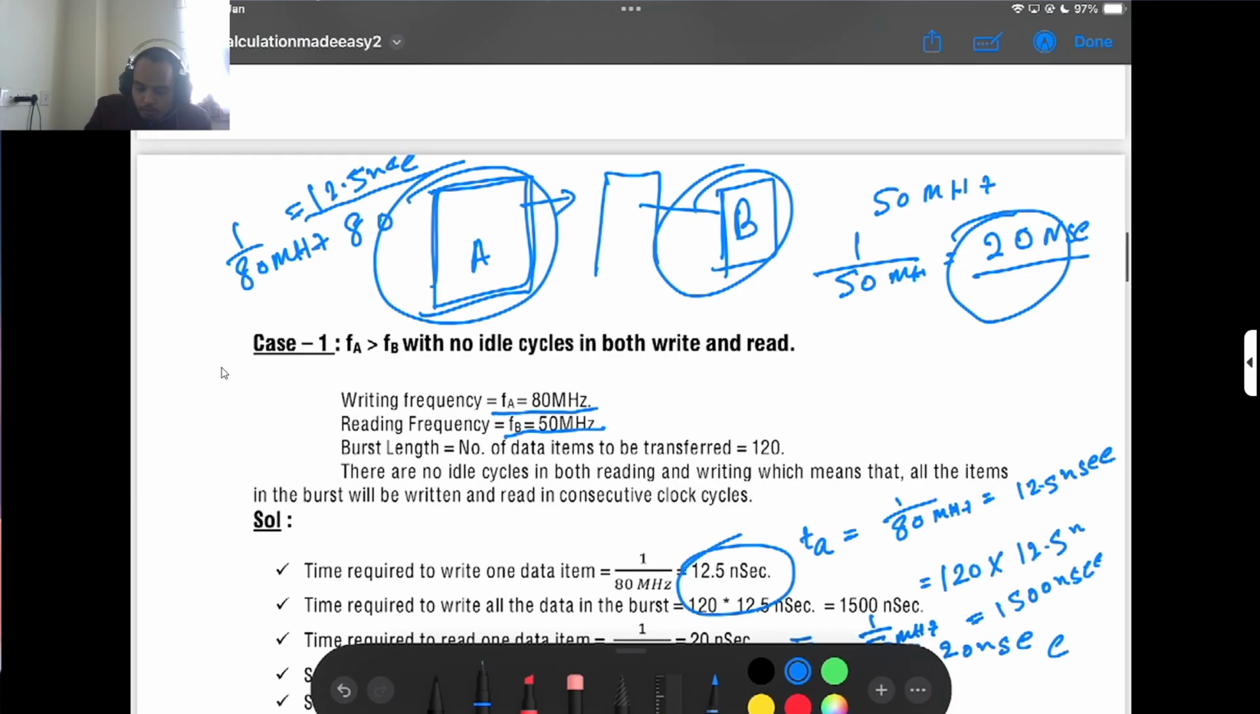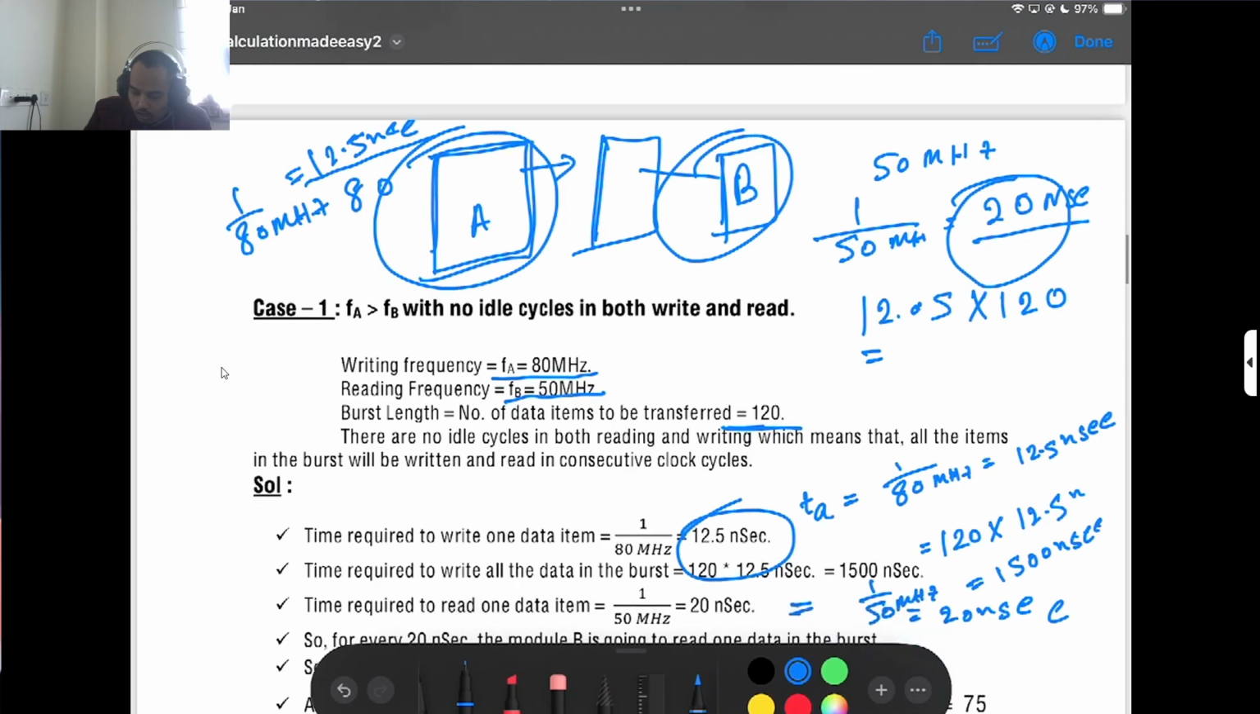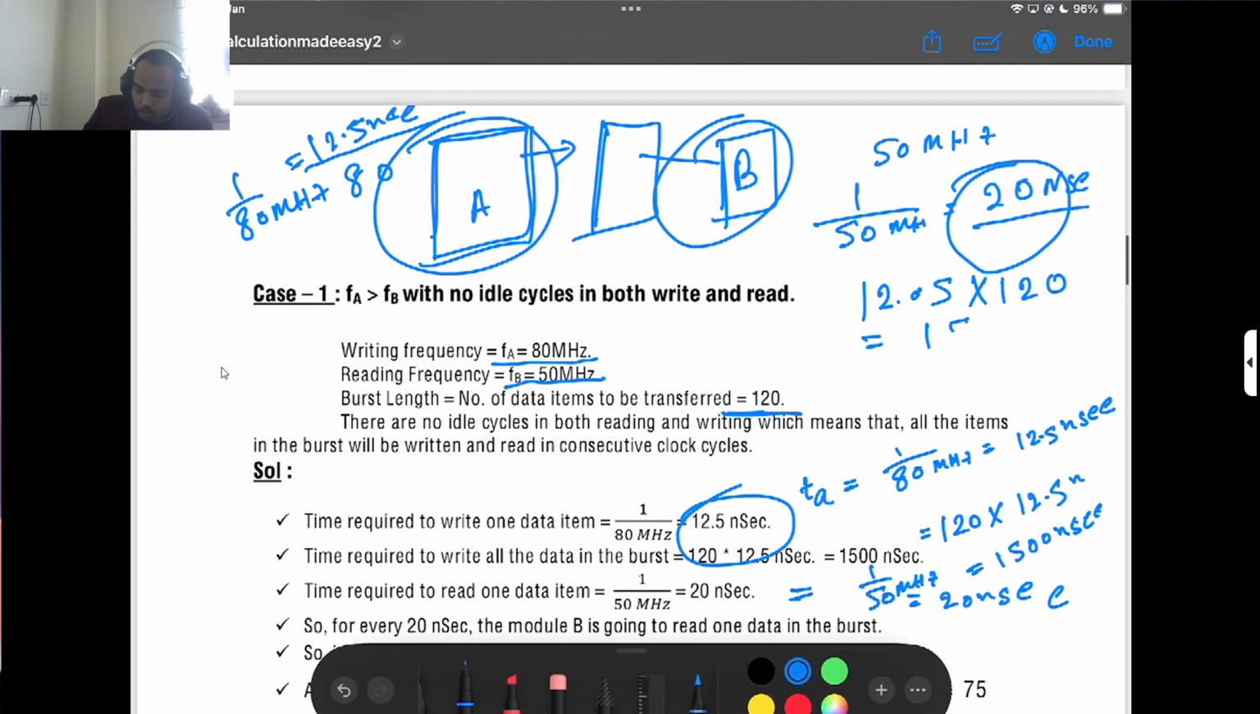We need a FIFO. What FIFO depth is required so that no data will be lost? So here is my FIFO. This is 12.5 nanoseconds, and the total number is 120. Total 120 windows of 12.5 nanoseconds, so it is 1500 nanoseconds.